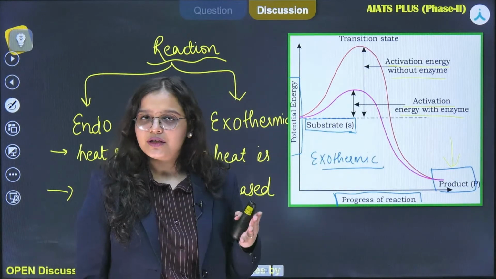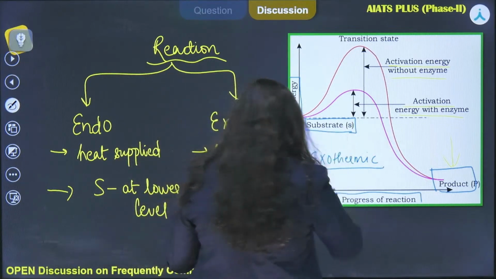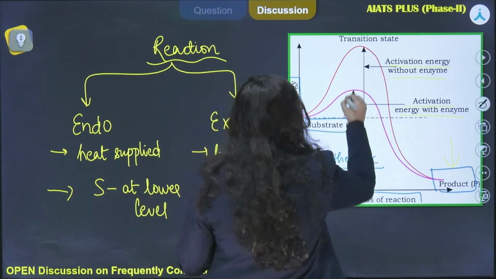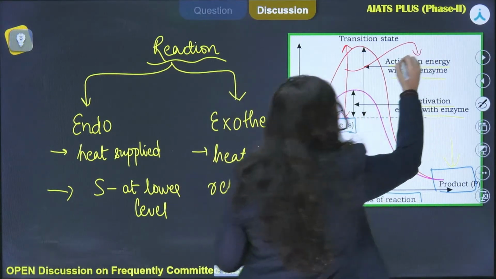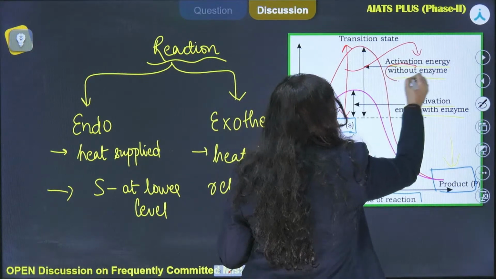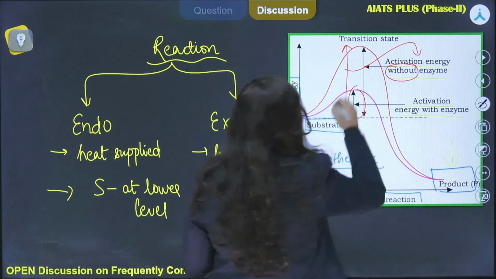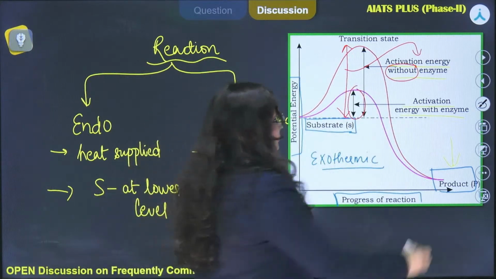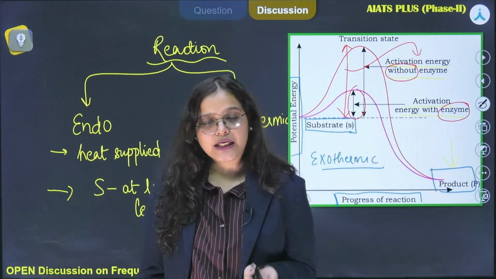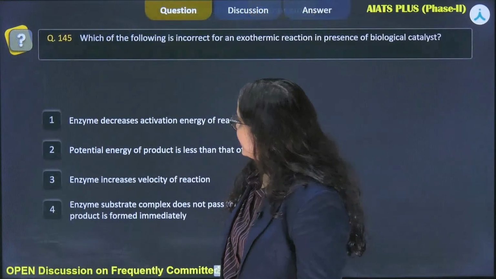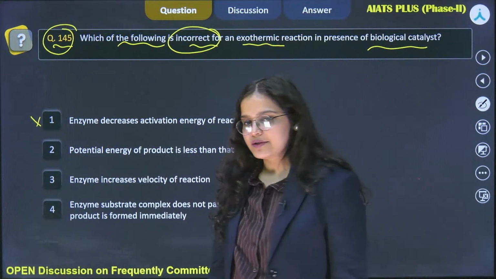For any reaction to occur, activation energy is required, which is the energy between the substrate and the transition state. We can see that the activation energy is at a higher level without the enzyme, whereas in the presence of enzyme the level of activation energy has decreased. So whether it is an exothermic reaction or an endothermic reaction, the enzymes are going to lower the activation energy. Therefore the first option cannot be the right answer.